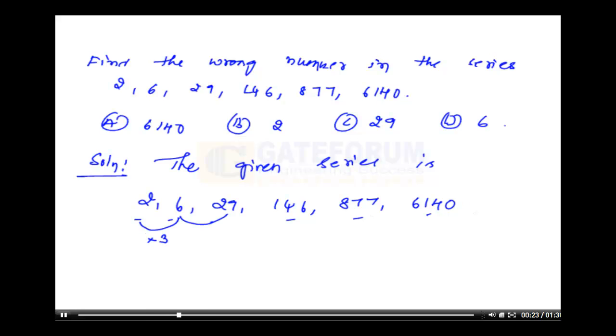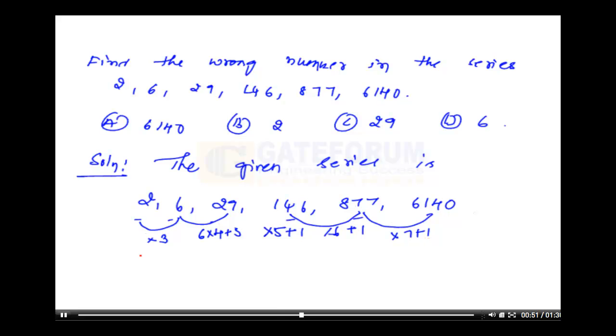Now, 6 and 29, so it could be 6 into 4 plus 5. Next, 29 into 5 is 145, so it must be plus 1. Similarly, the relation between 146 and 877: 146 into 6 is 876, so plus 1. And similarly, the next is 877 into 7 plus 1, which will give you 6140.